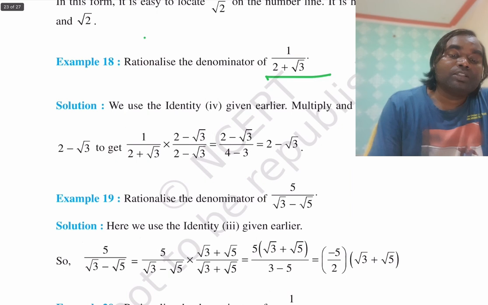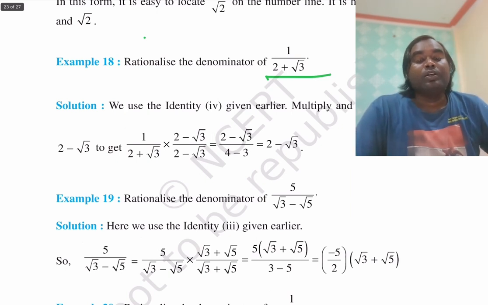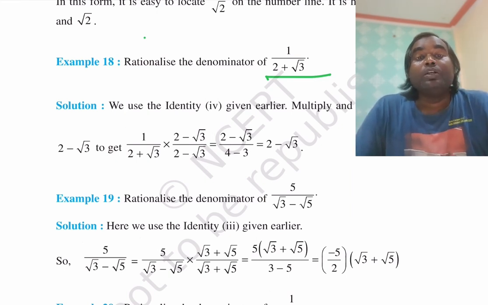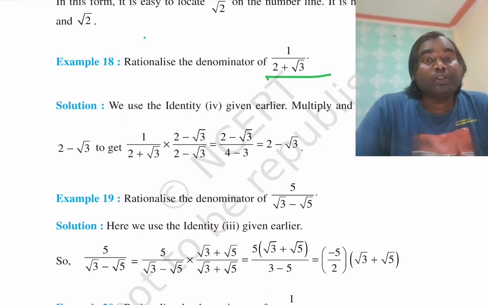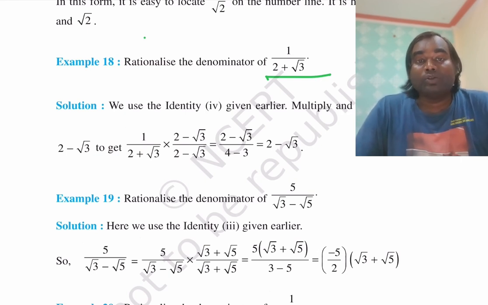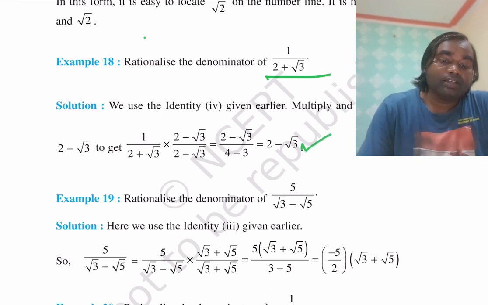Similarly, it is asked to rationalize 1 by 2 plus square root 3. So what will you do? You will multiply numerator and denominator by 2 minus square root 3, because of the formula x square minus y square, the denominator will be rationalized like this. You will get this number, then that value will come out.